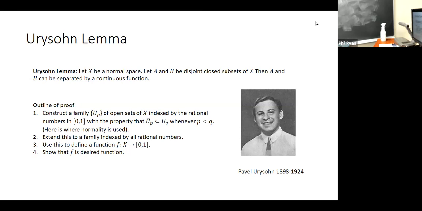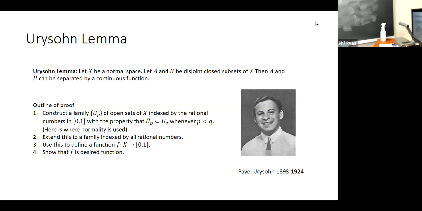We can pause for a moment. You've got to think, where on earth is this continuous function going to come from? Because we've got nothing, it seems, right? But we've just got enough. So the outline of the proof is we construct a family of open sets indexed by the rational numbers with the property that the closure of U of P is contained in U of Q whenever P is less than Q. And this is the part where we need the spaces to be normal.